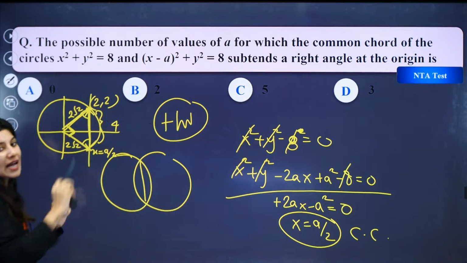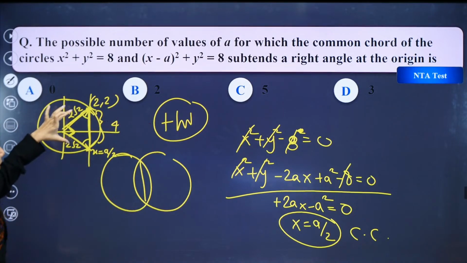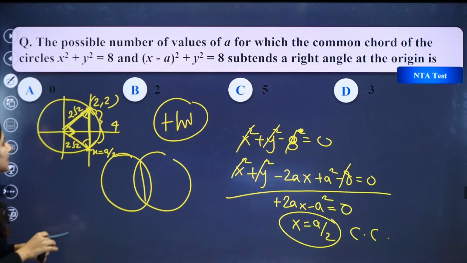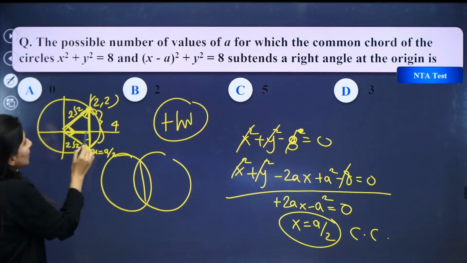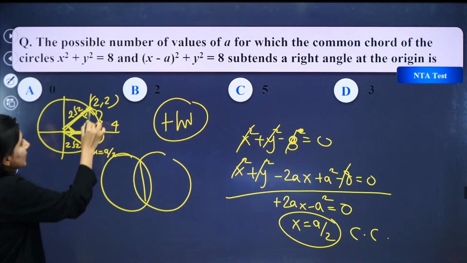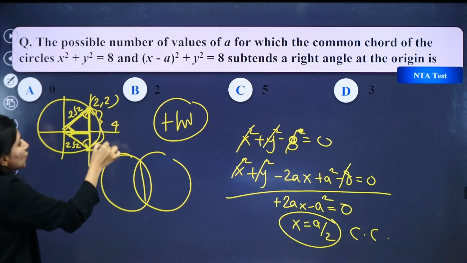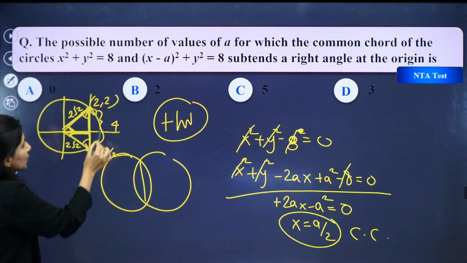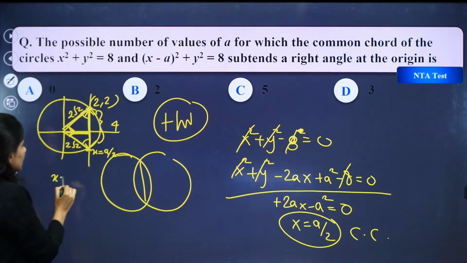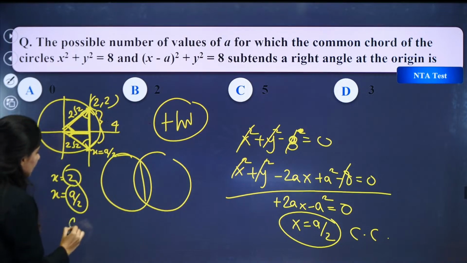Can you calculate the hypotenuse over here? Or can you calculate this distance at least? This distance can also be calculated. So this point will be 2 comma 2. And if the point is 2 comma 2, that means a will be equal to 4, because x equals 2 and x equals a by 2. So a will be nothing but 4.